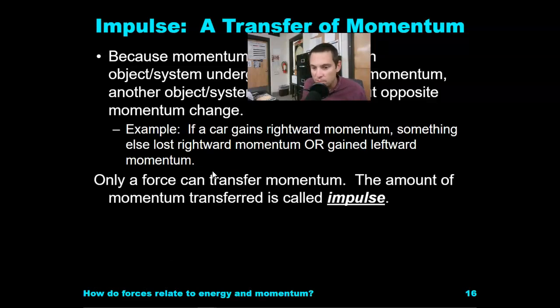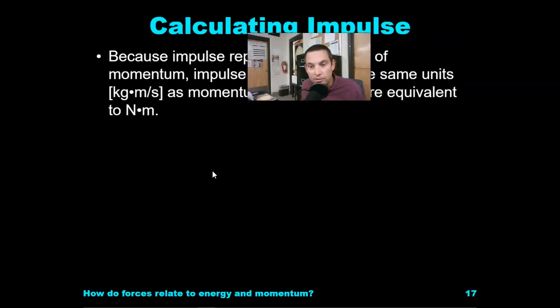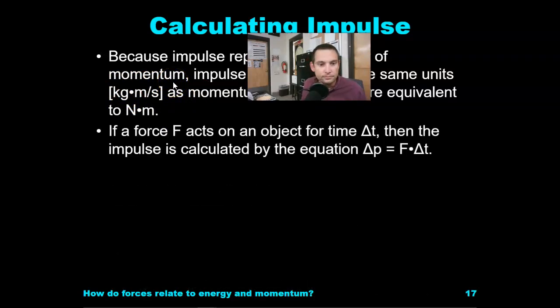The amount of momentum transferred is called impulse. Because impulse represents a transfer of momentum, impulse is measured in the same units, kilogram times meters per second, as momentum, right? Momentum is mass times velocity. These units are equivalent to Newton times a second. If a force F acts on an object for a time delta t, then the impulse is calculated by the equation change in momentum equals force times delta t.